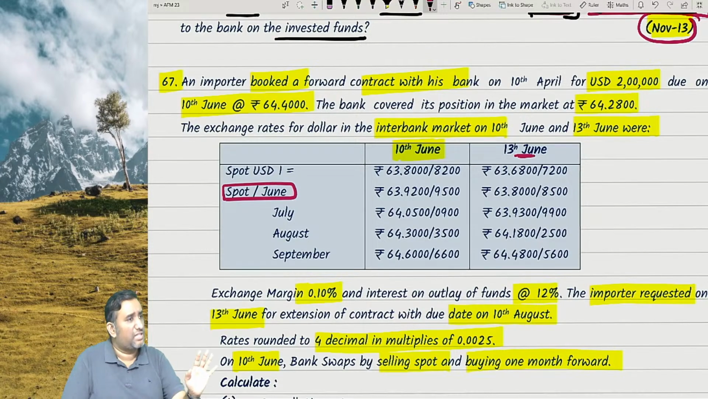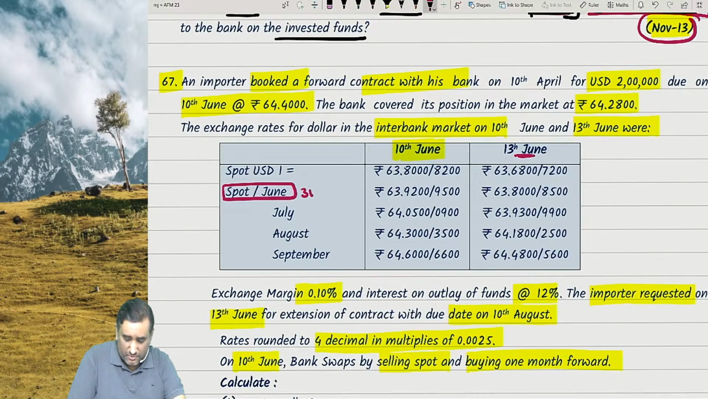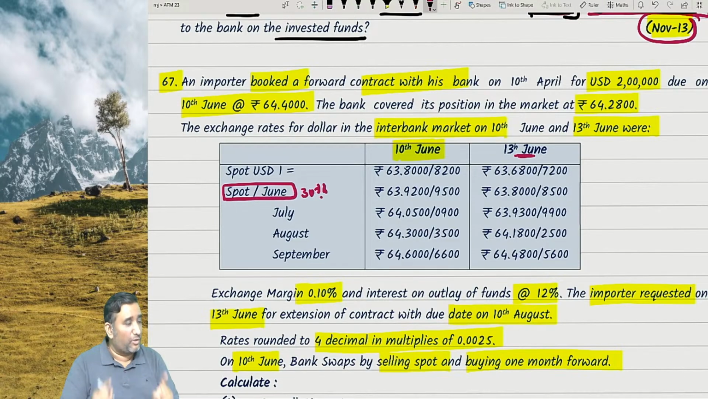Let me assume this is 30th June. Let me assume this is 30th. June has 30 days. The moment I write 30th June here, some of you will have a problem. Sir, how can 30th June be earlier than 13th June? The problem is this. First get the problem right.